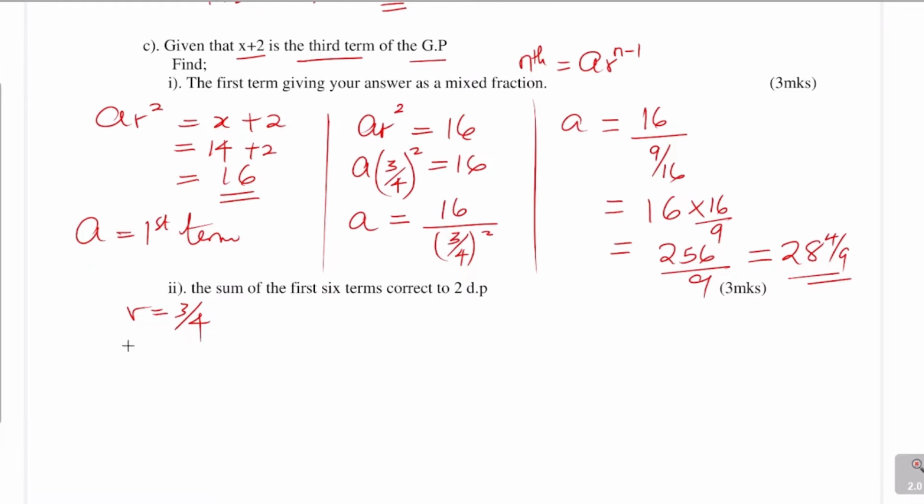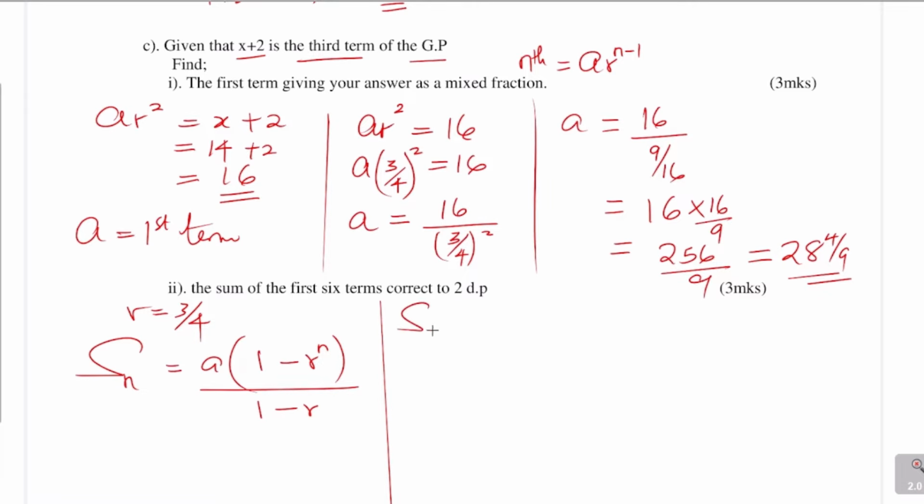So if it is less than 1, the formula that we use is going to be given by this: a times 1 minus r raised to power n divided by 1 minus r. So this is the formula that you're going to use. So the sum of the first 6 terms will be given by S6, where a is the first term, which we got as 28 and 4/9. You can write that one as an improper fraction. 28 and 4/9, you can write it as 256 divided by 9.